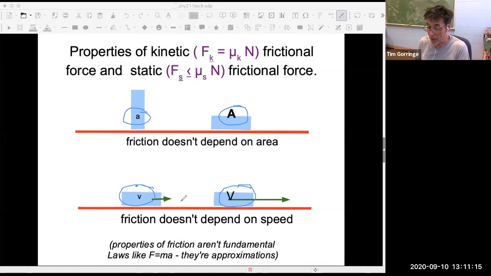Now, one remark about these, I call them rules. They're not fundamental laws. F equals ma, the second law, is a fundamental law. These are just rules of thumb, really, and they're probably not exactly right. Probably at some level, the frictional force does depend on the area in contact, does depend on the speed, but really not very much. And we treat friction as if it doesn't depend on the area and it doesn't depend on the speed. So they're not F equals ma. They are rules of thumb. They are guides to friction.